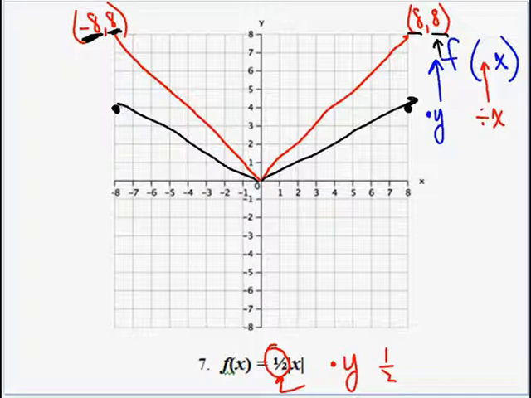Again, the red graph is the parent graph, the original graph. And the black graph is our shifted graph, our shrunk graph. That 1/2 shrunk our y values.